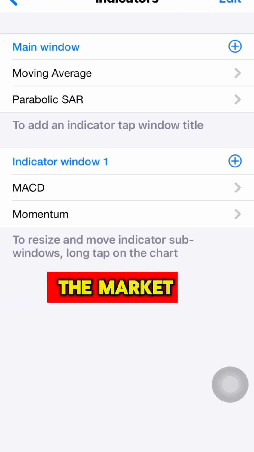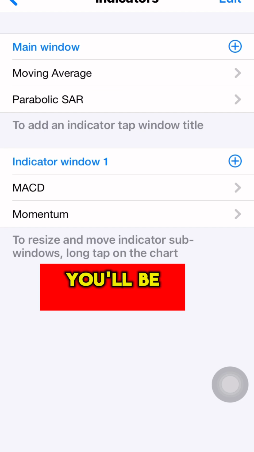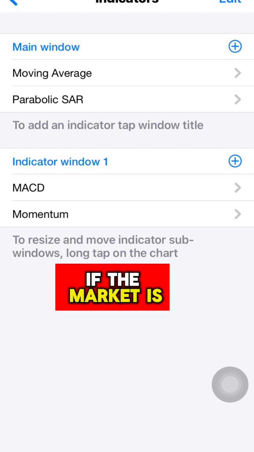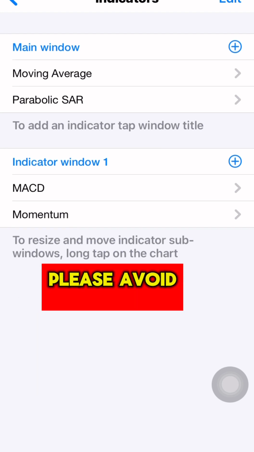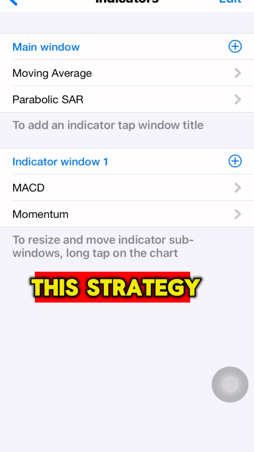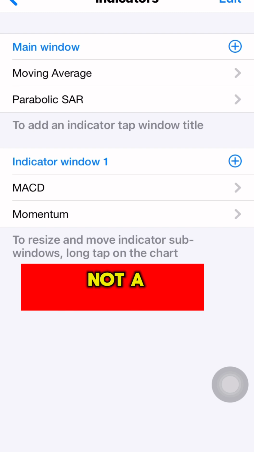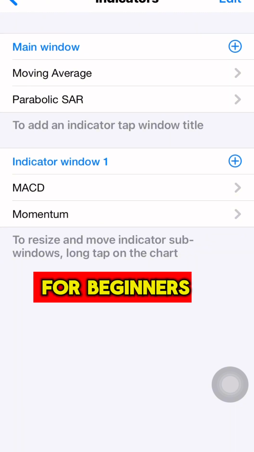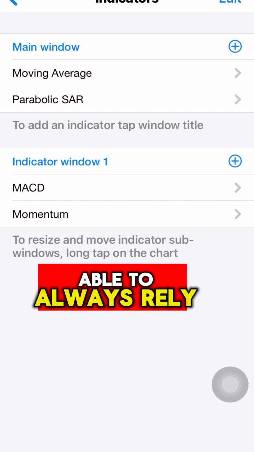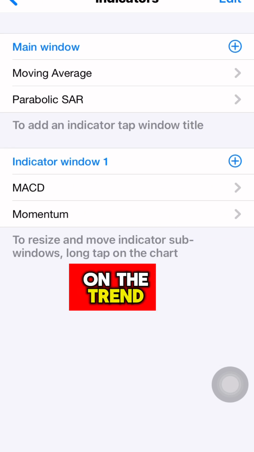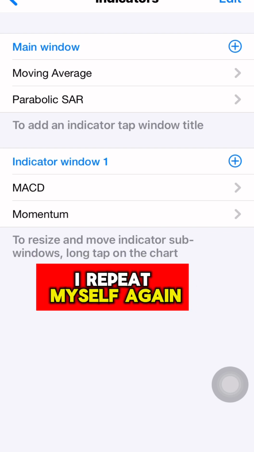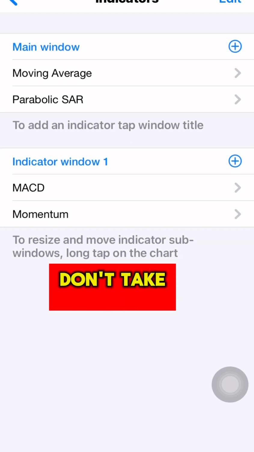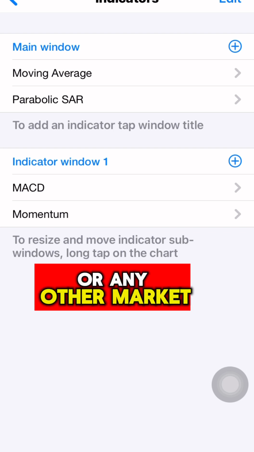After you understand that, if the market is in an uptrend, you will be looking for buy signals. If the market is in a downtrend, you will be looking for sell signals. If the market is not in an uptrend or downtrend, please avoid that trade with this strategy. This strategy is specifically for beginners that want to know how they can always rely on the major direction of the trend to execute their trading decisions. I repeat again: if the market is not in an uptrend or downtrend, don't take this trade in a range market or any other market.